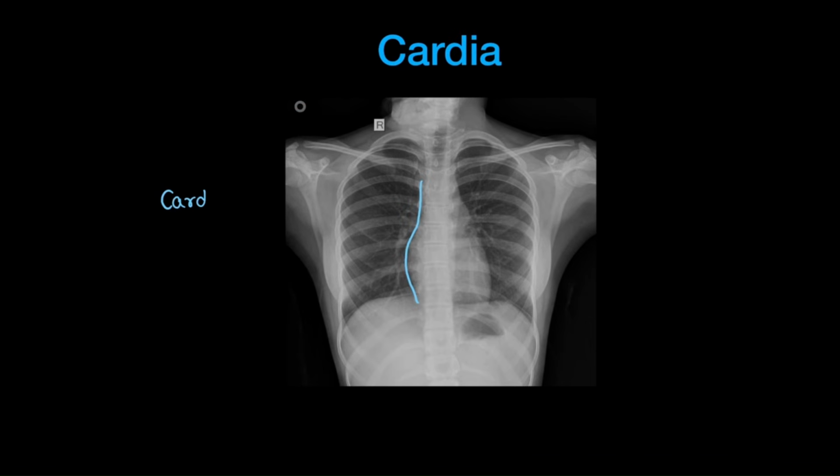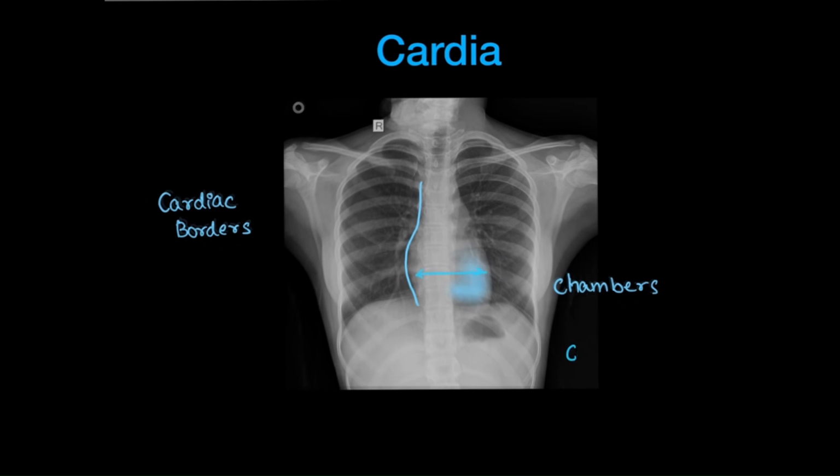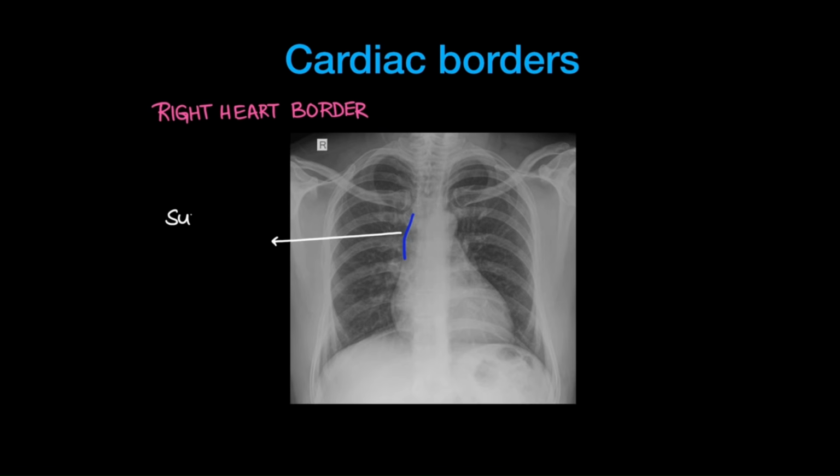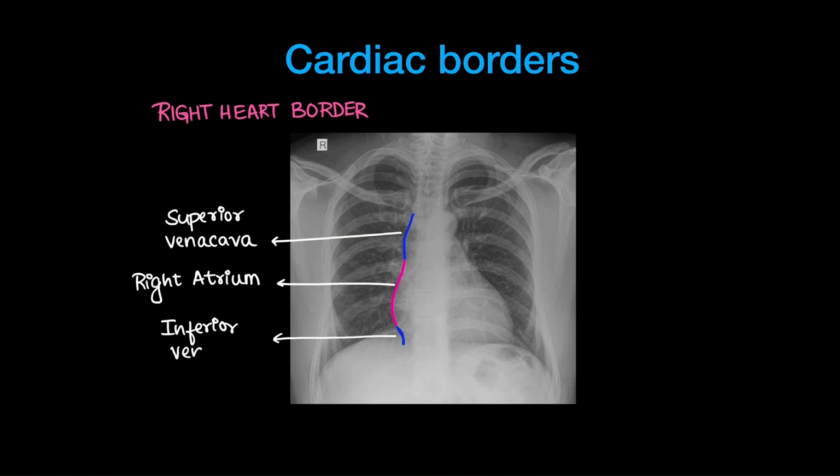Next, coming to cardia. In cardia, we will see what the cardiac borders are, how to identify chambers grossly on X-ray, and how to measure the cardiac size on X-ray. Coming to cardiac borders, here we have the superior vena cava forming the right heart border. Next, the right atrium and the inferior vena cava. These three form the right heart border.